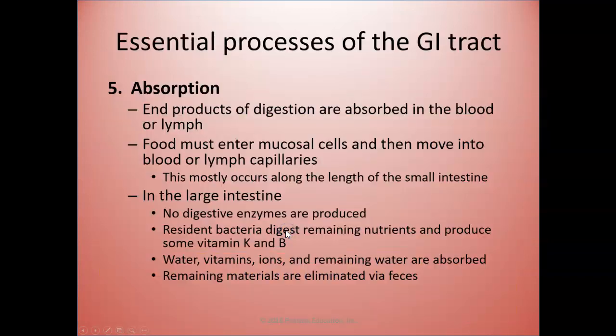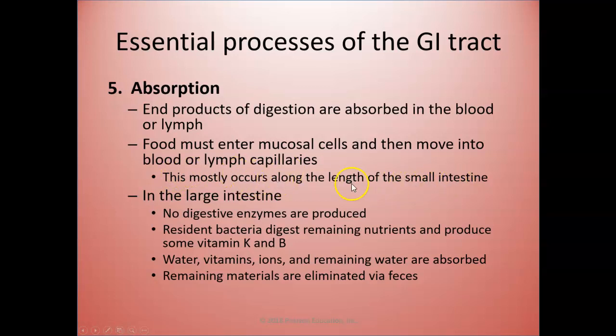And then finally, we're going to move into, actually, we got two more. So absorption. This is the big thing. We've been breaking things down, breaking things down, breaking things down. So finally, we want to absorb stuff. This is the end product of digestion, to get us to things that are small enough to be absorbed. So food must enter what we call the mucosal cells and then move into the blood or lymph capillaries.